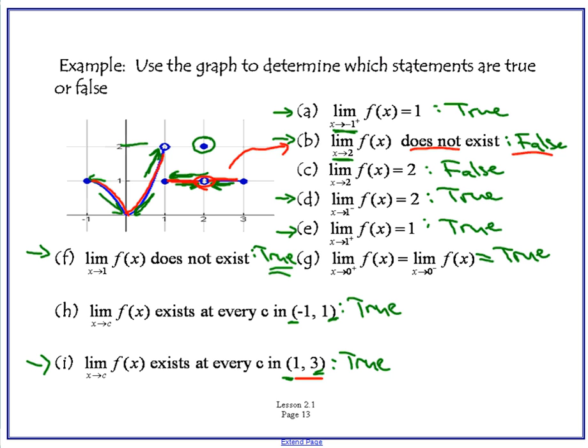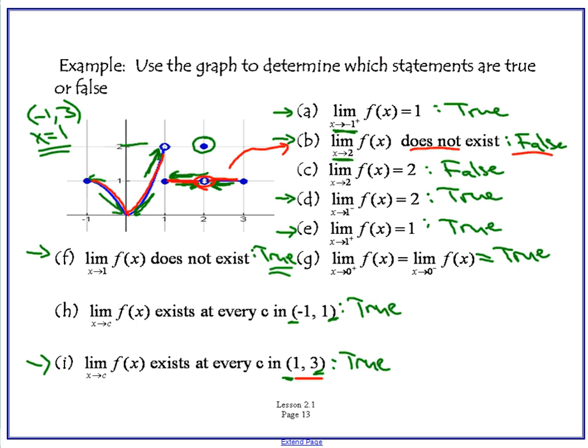And it looks like on this graph, if you consider the open interval from -1 to 3, the one spot where our limit does not exist was at x equals 1. So the last two questions, H and I, kind of cleverly avoided the one spot where the limit does not exist.